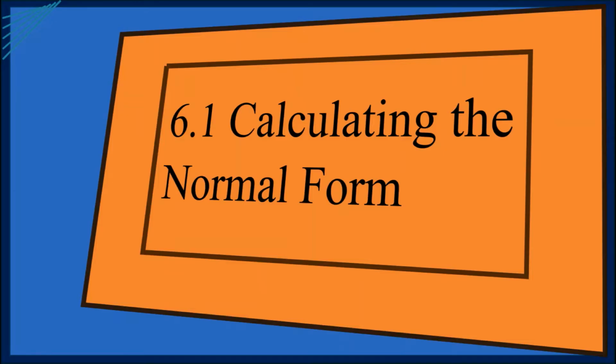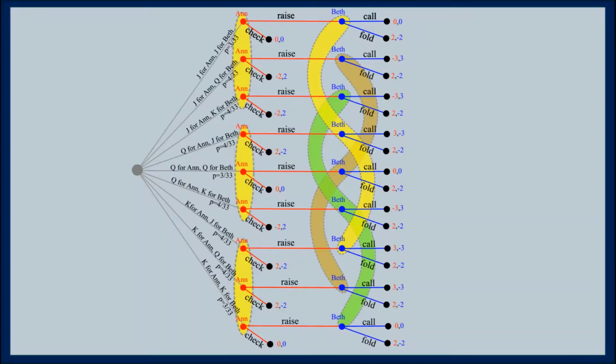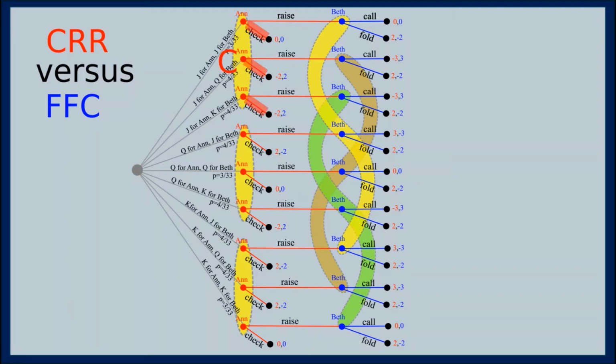Let's now show the calculations required to put in the values. We assume that both Anne and Beth have a strategy chosen. Let's say Anne plays CRR and Beth plays FFC. We go to the extensive form and hardwire the decisions of the players in. We have a C for checking in Anne's first information set. Anne raises in her second information set. And also in her third one.